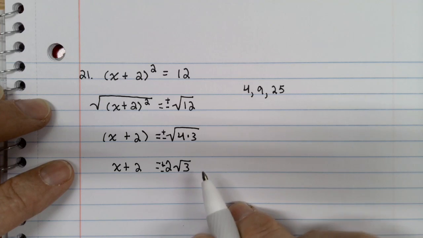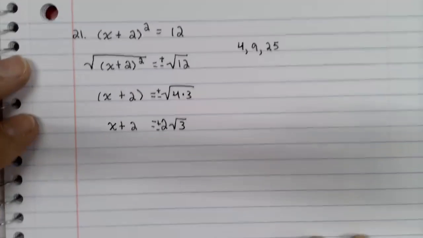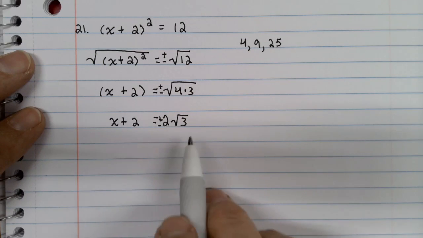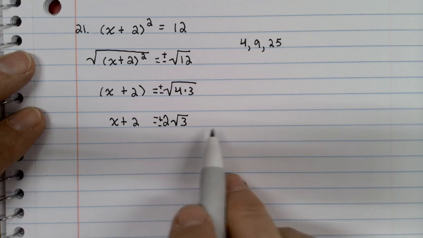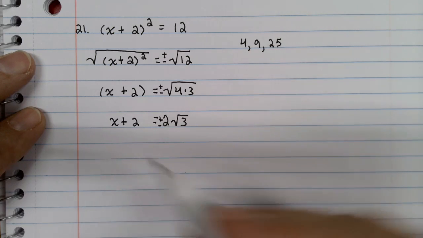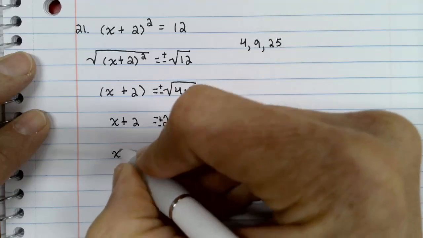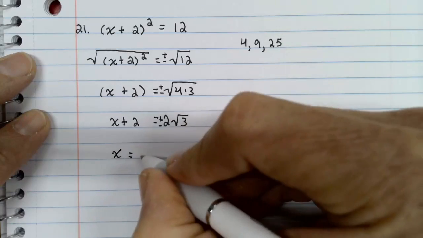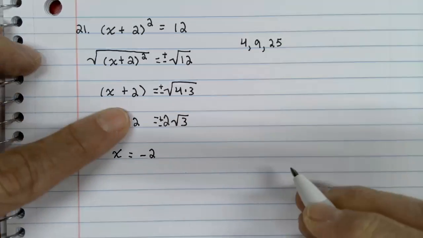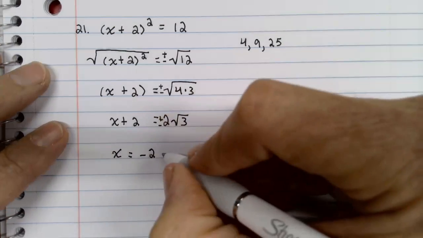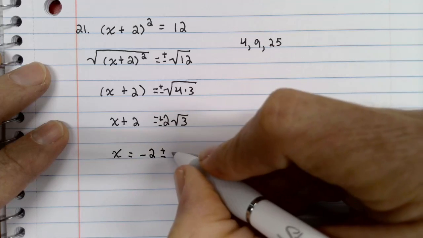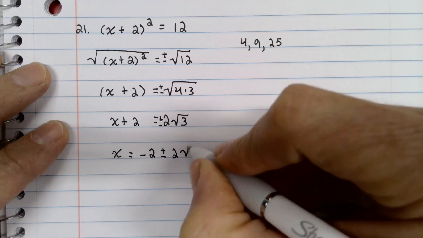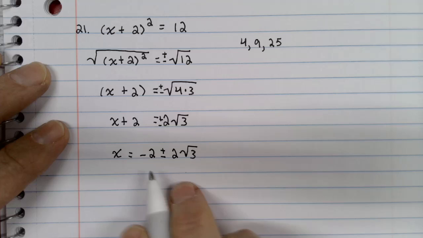But now that I've done that and filled that back in, all I have to do now to finish this problem is subtract 2 from both sides, right? So when I do that, what I'm going to get is a minus 2. I'm going to go ahead and put it out in front. Plus or minus 2 square root 3. So these are the two answers to this problem.